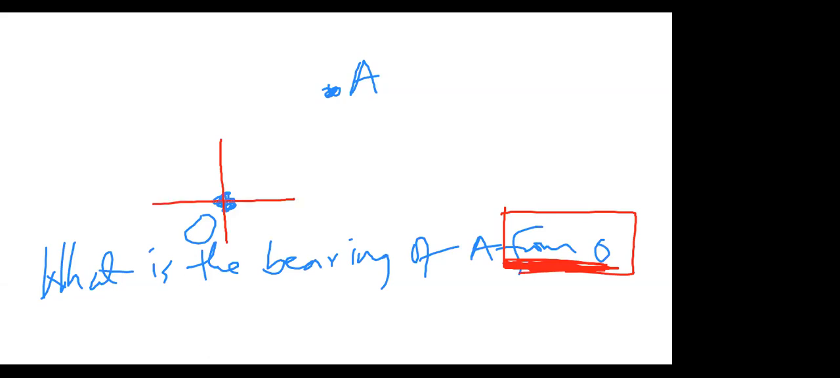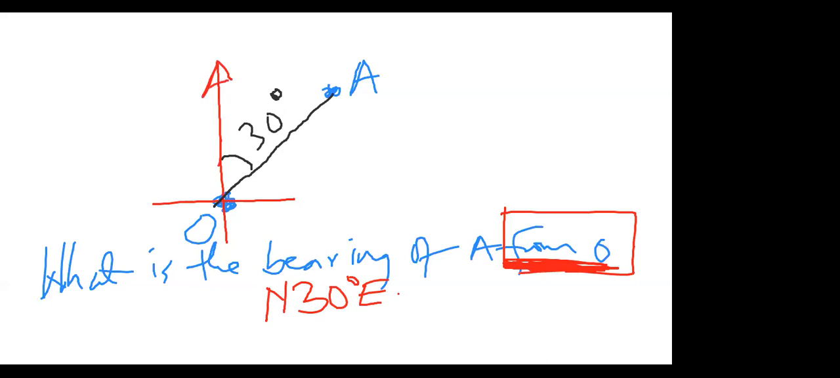So in case you have your town A, you simply join using a straight line. Now, assuming that this angle is 30 degrees, you can use the compass direction method of reading the bearings, and you say that the bearing of A from O is north 30 degrees east. In other words, you start from the north, and then you move towards the east.